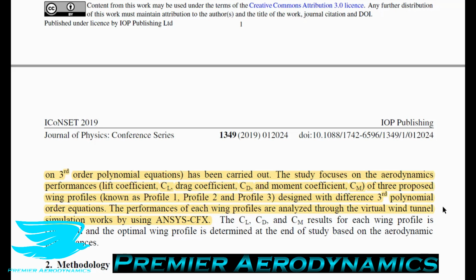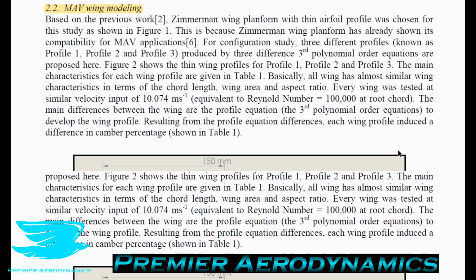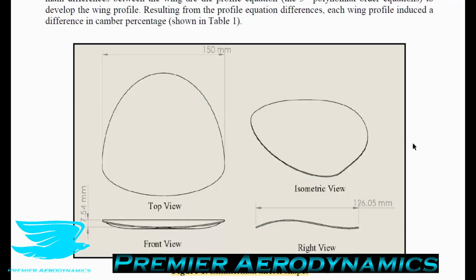You're doing real life. So the MAV wing modeling, let's talk about this. In figure 1, they have the planform, and as I mentioned earlier, from the top view, this shape is effectively like an ellipsoid or an elliptical shape, and you cut it in half, and then you get the back half and you just draw a line across the leading edge.